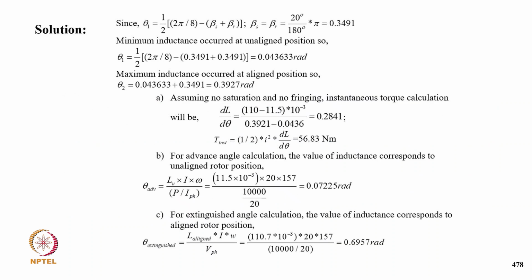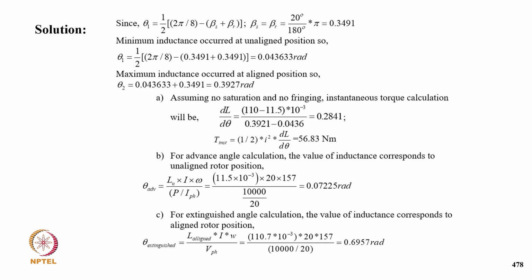So coming to the solution, theta 1 is equal to half of pi upon N minus beta plus beta, so beta equals 20 degree, into pi upon 180, that is 0.3491. So the minimum inductance occurs at theta 1, that comes 0.043633 radian, and the maximum inductance is at theta 2, 0.392. Assuming no saturation, dL upon d theta is (L_A minus L_U) upon beta, so it comes 0.2841, and torque T is half I squared dL upon d theta, 56.83. For the advance angle calculation, the value of inductance corresponds to the aligned position.